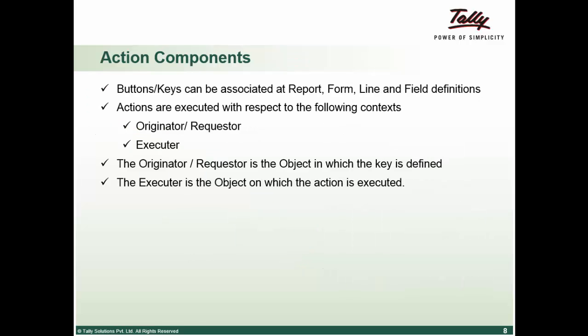Buttons and keys, as we have spoken about, can be associated at report, form, line and field. Being very specific, buttons can be specified only at form level. Keys can be associated at report, form, line and field. At the part level, key does not exist. Action is always executed with respect to two contexts, originator and the executor. The originator is the one that originates the action. That is the menu, form, line or field. The executor is the object on which the action will be performed or executed.